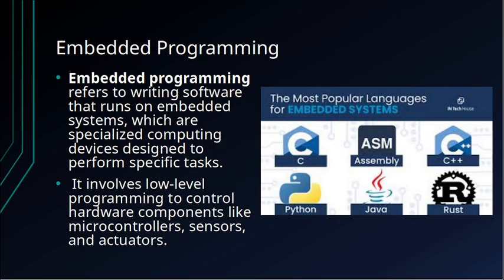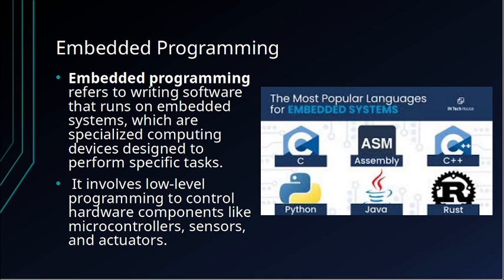Embedded programming. Embedded programming refers to writing software that runs on embedded system, which are specialized computing devices designed to perform specific tasks. As I already included earlier, embedded system is a combination of both software and hardware. Hardware performs on the basis of the software code which is included in it. We can write the software code by using C programming or C++, assembly programming, Python, Java also. These are the most popular languages for the embedded system.